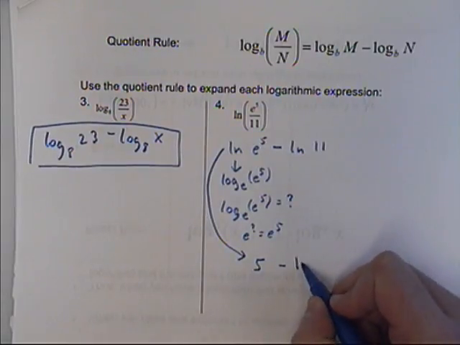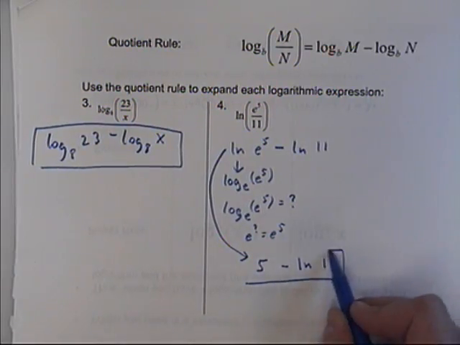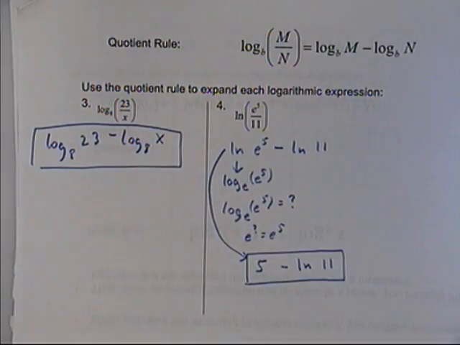And then the natural log of 11, the bases don't match. The base here is 11 essentially, and the base here is e, so those don't match. So we really can't simplify it any further than it already is. So that's going to be our final answer on number 4.